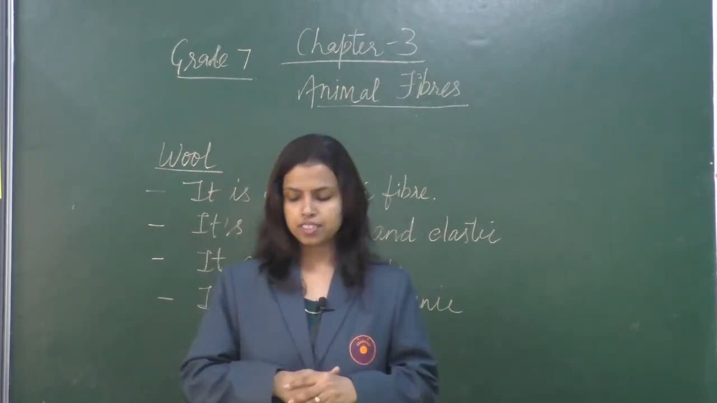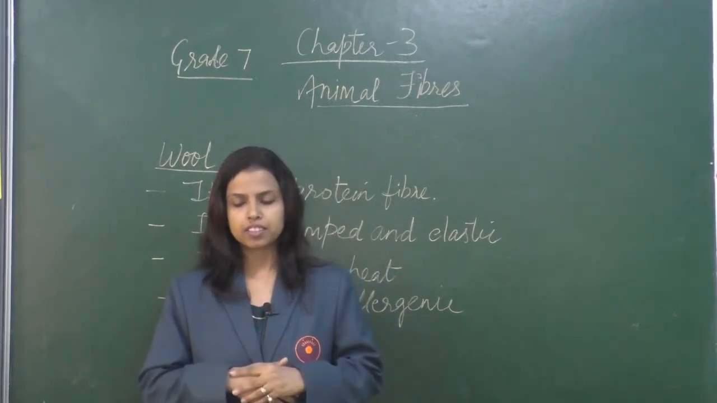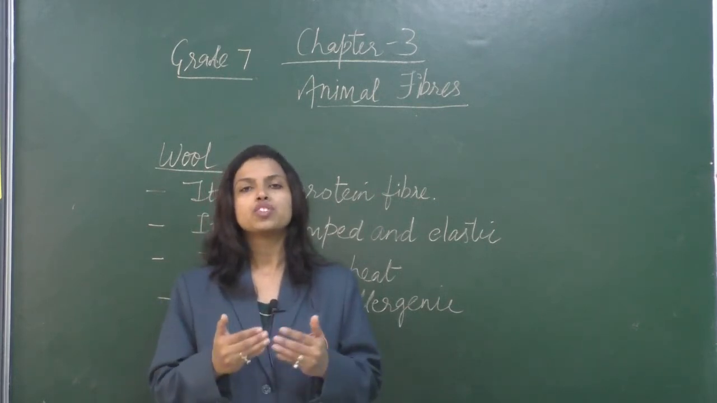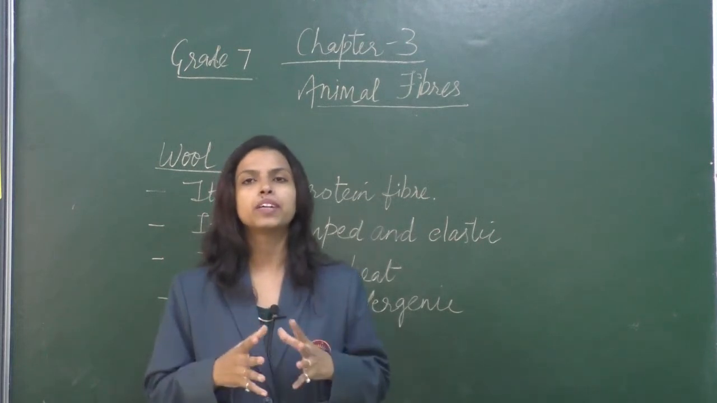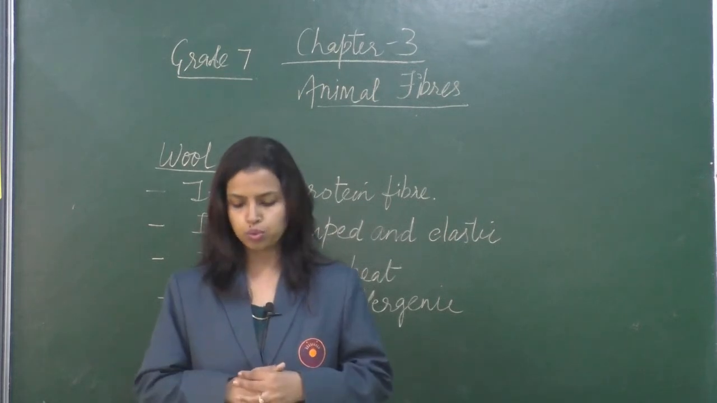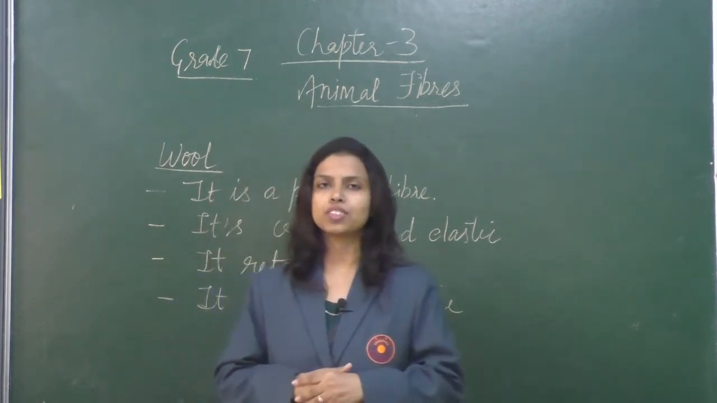Then what are the qualities? The quality of silk depends upon many factors like the type of silkworm which is used to produce this fiber. Then the quality of mulberry leaves fed to the silkworms. Then selection of cocoons, weaving and finishing of silk threads. So this is all about this chapter.